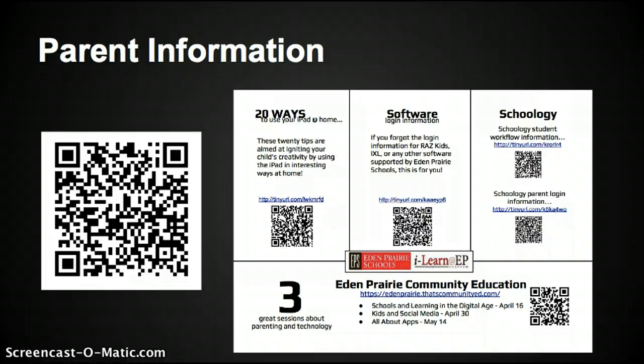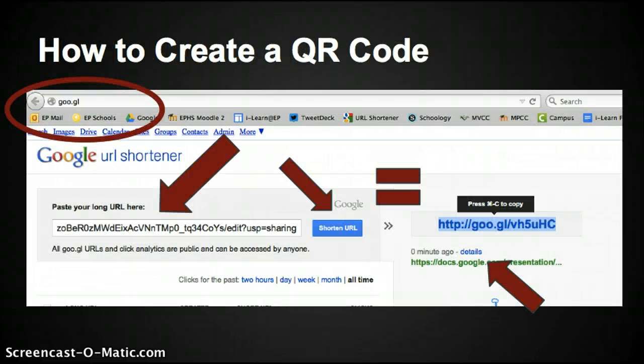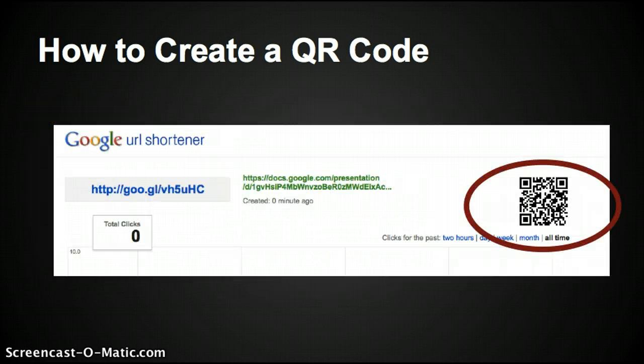How do you make a QR code? There's a couple ways, and we're going to show you how. First of all, you can go to a place called goo.gl. It's the Google URL shortener. Here, all you need to do is paste your URL in the open space. Press the blue button that says Shorten URL, and what that equals is a Google shortener. From there, if you push the blue Details button in the lower right-hand corner, it will give you a QR code that's ready for immediate use.